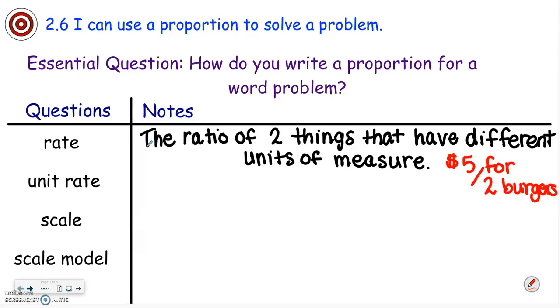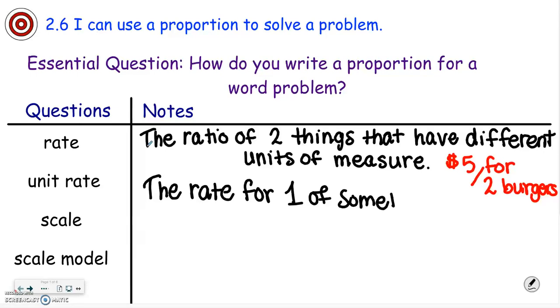A unit rate is the rate for one of something, because unit means one. So if I use my example from above, if it's $5 for 2 burgers, then it would be $2.50 per burger. So that's for one, the rate for one.